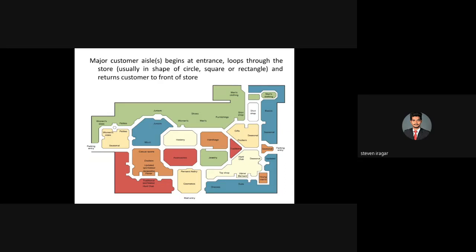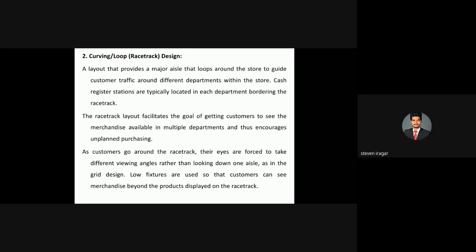Okay, see here, this type of layout gives more aisles that loop around the store, which will be guiding almost all the customers who are entering the store, where they can find what type of products and what type of departments. So the major thing in this curving or looping design is that departments play a very important role. The different departments with specific categories are situated at particular places, and there are certain signboards which will help customers easily identify which way they can go to reach the particular category they are expecting to buy.